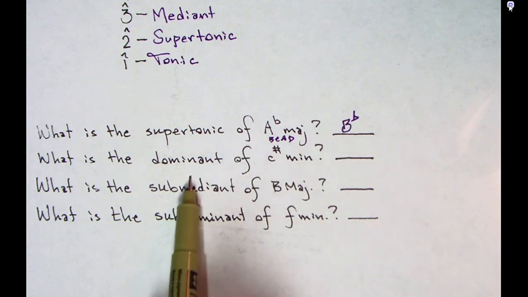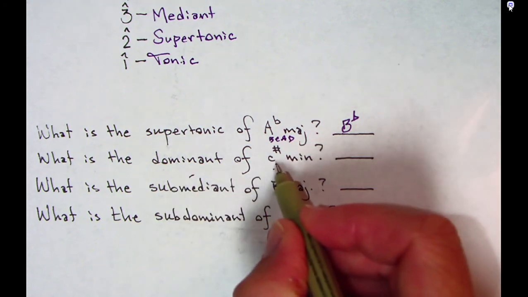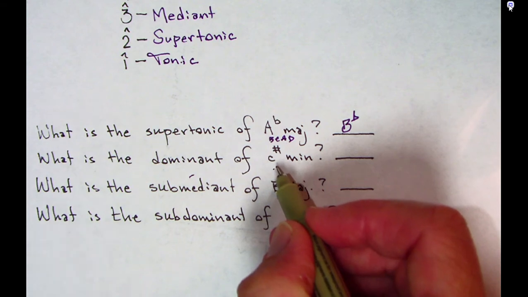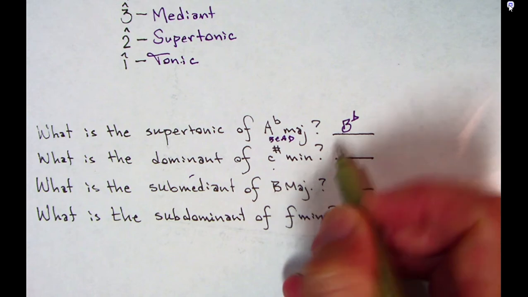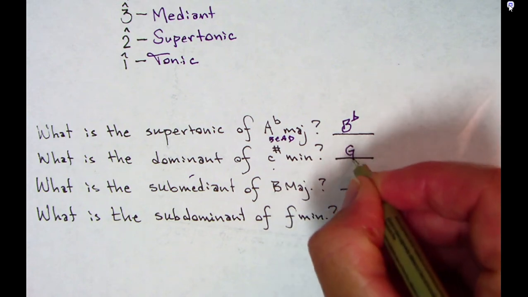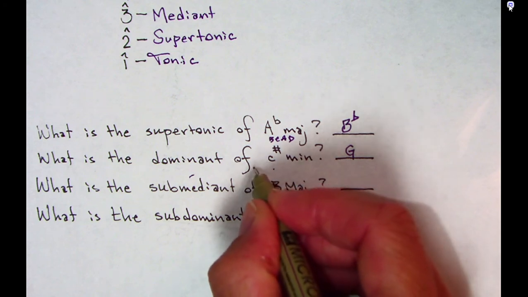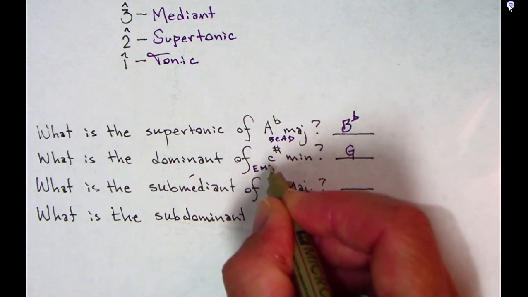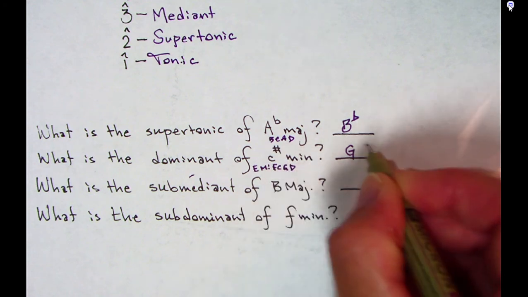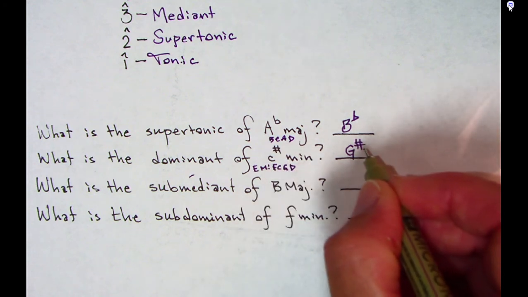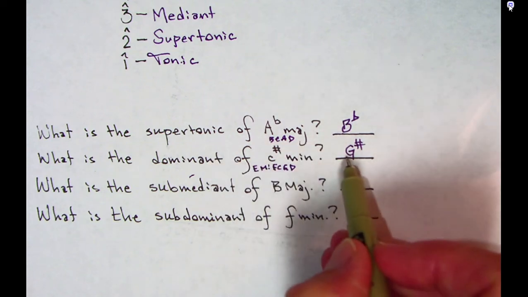Okay? Dominant of C sharp minor. Dominant means 5. C is 1. So count up the alphabet. C, D, E, F, G. So 5 is G. What kind of G? Well, think in the key of C sharp minor. It's the same as E major. Should be getting better at this. E major has four sharps. There's that G. That's got to be a G sharp. Okay, so the dominant scale degree of C sharp minor is actually G sharp.